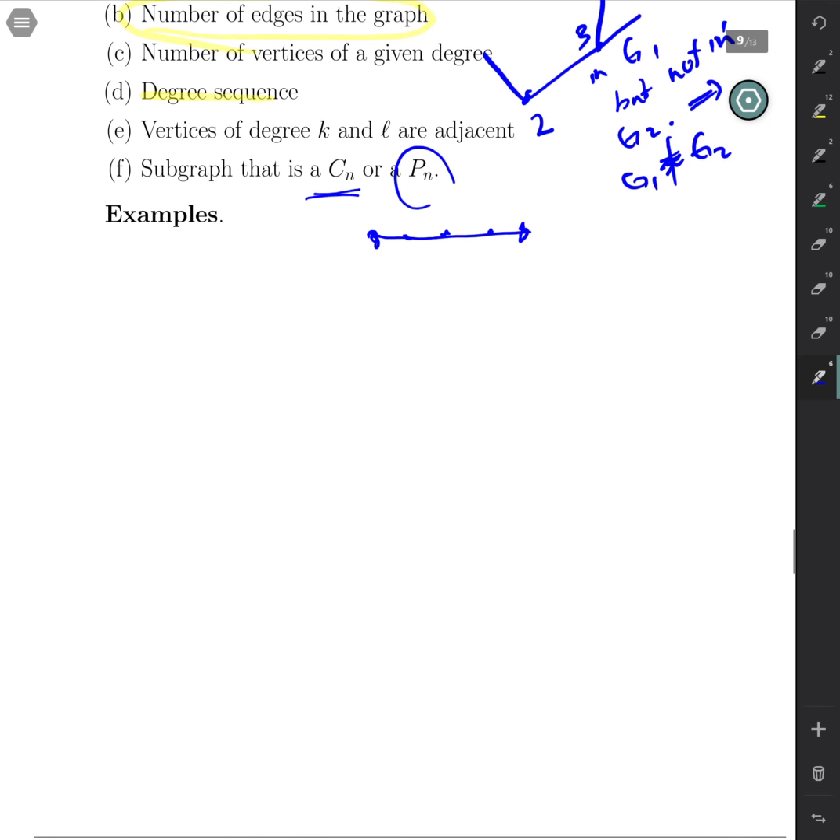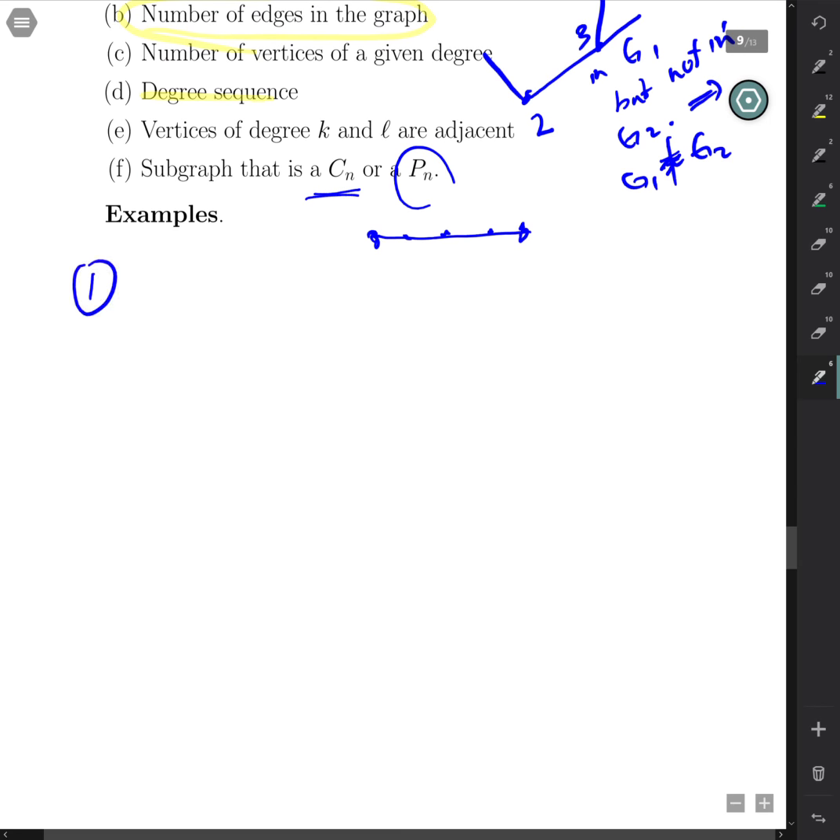So I'm going to give you a few examples and show you how to then show that the graphs are not isomorphic. So let's take the first one to just be these two graphs here. This one will have 5 vertices, like so, and that's G1, and then G2 will be the graph that looks like a rectangle and looks like that.